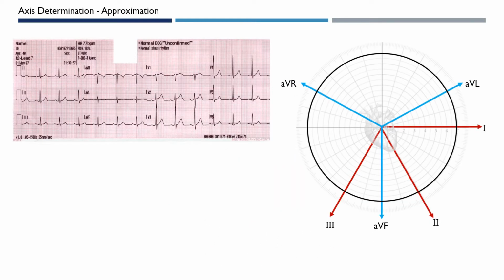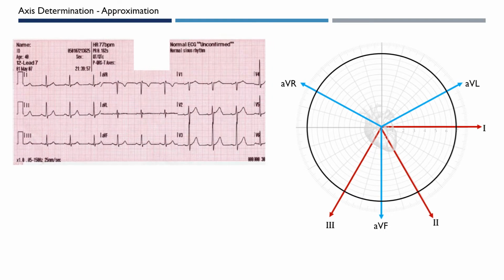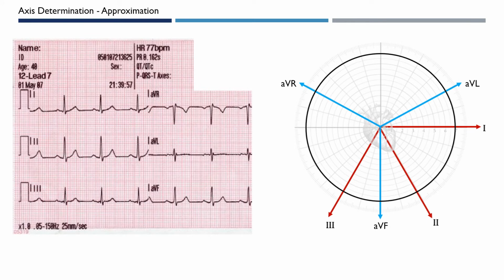This on the left is a standard 12-lead EKG, with the frontal leads depicted on the left of it, and V1 through V6 being the precordial leads. For the purpose of axis determination, we're not going to be too concerned about the precordial leads, so we can go ahead and ignore those for now. But if we take a closer look at leads 1, 2, 3, AVR, AVL, and AVF, there's a couple strategies we're going to use in order to approximate the axis of depolarization.